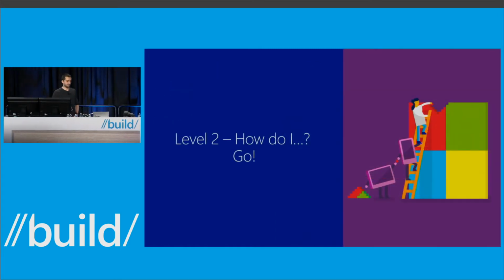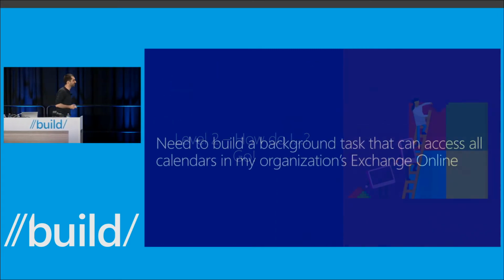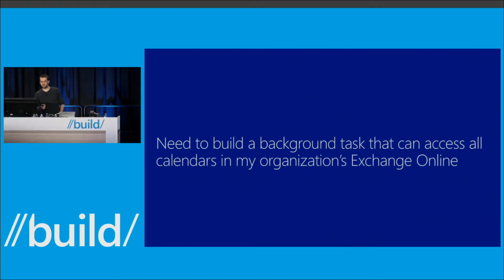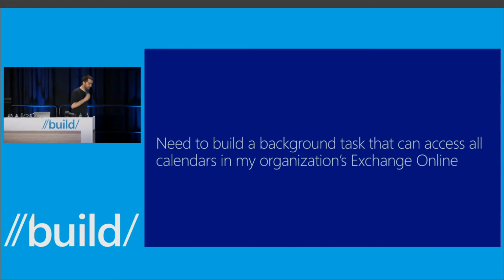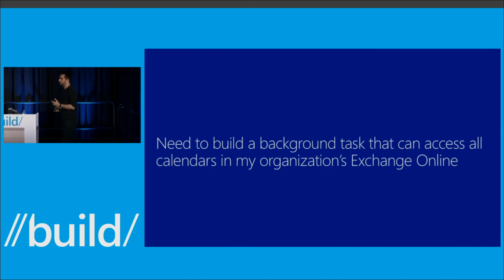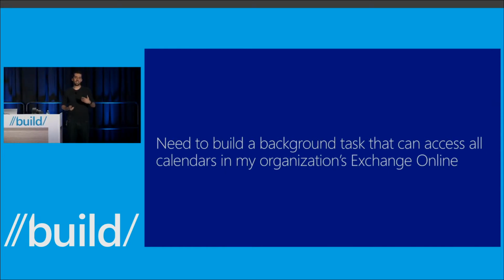So, level 2 questions: how do I do stuff? Let's see. I need to create a background task that will access calendars in Exchange Online. Background task means there is no UI. How am I going to log on a user if I don't have the web browser with the username and password, so we can do everything I showed before? Well, the answer is we are not logging in a user. We are logging in an application. So the application itself will authenticate itself, with what we call the app ID, the application identity.